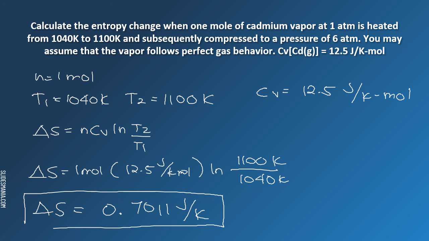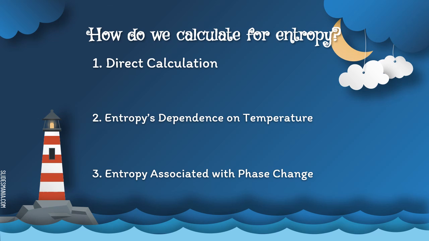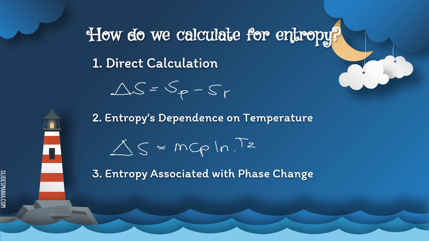Did you get that? So let's summarize the formulas that we know so far. Direct calculation is delta S is equal to S of your products minus S of the reactants. And entropy's dependence on temperature is signified by delta S is equal to mCp ln of T2 over T1. For the next video, we will be looking at entropy associated with phase change.